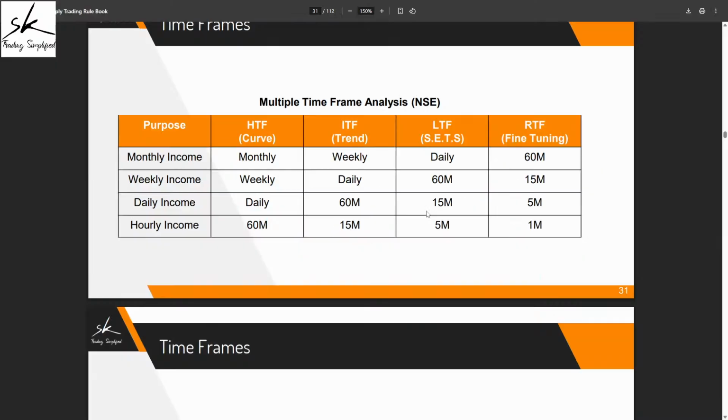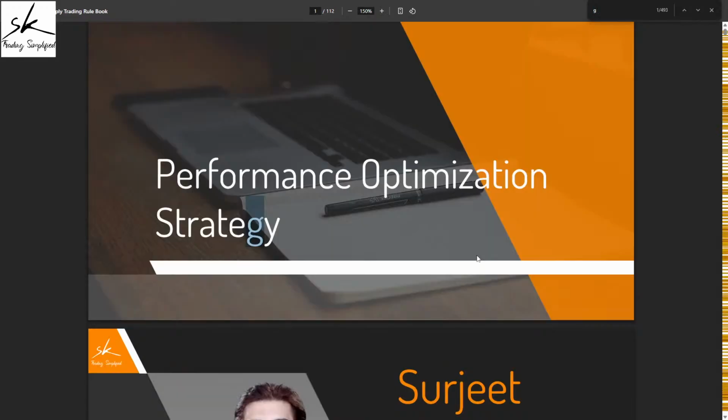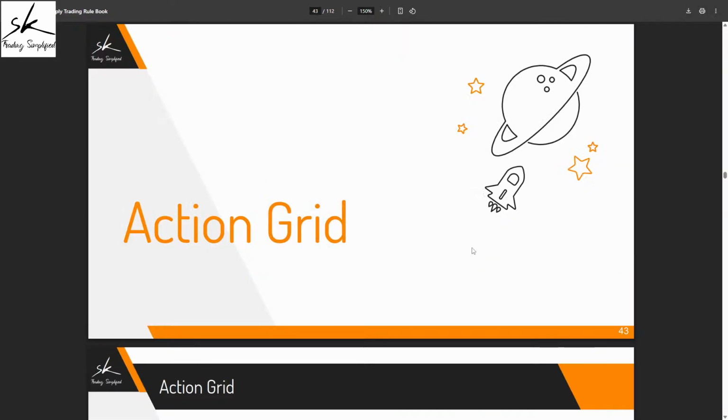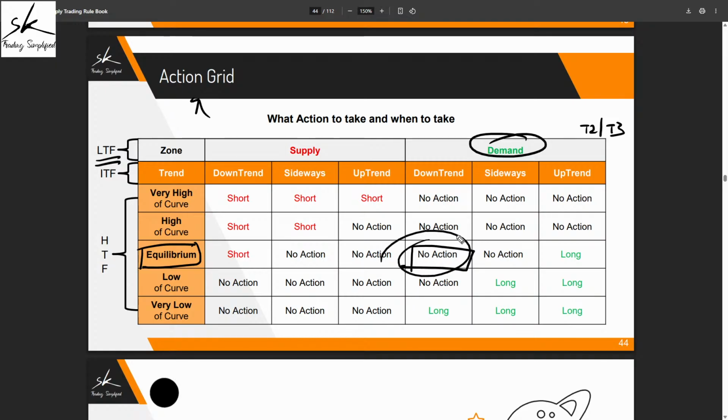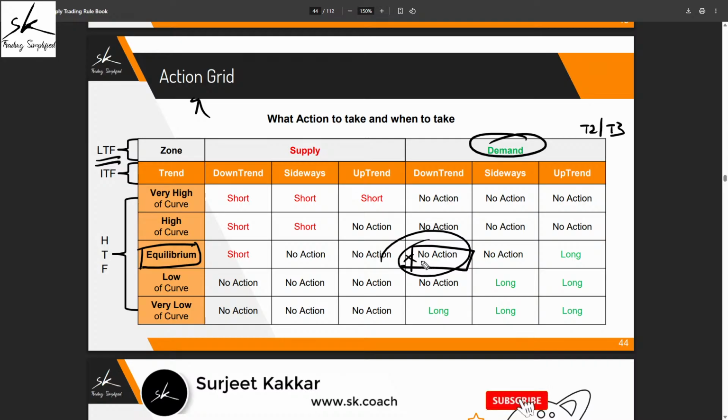But the fact is, if I go to my action grid, in the action grid, what we are supposed to do, if you have a demand area on the lower time frame, and that demand area is located at equilibrium location, right? That is where we are as of now. And the trend is downtrend. We are not supposed to take any action here. So the very first thing is that even if the booster scoring is telling me it can be a type 2 or a type 3 trade, the first thing is the action grid is telling me I'm not supposed to take this trade based on my trade plan. This is not a valid trade for me.